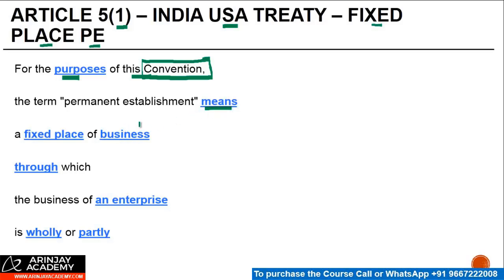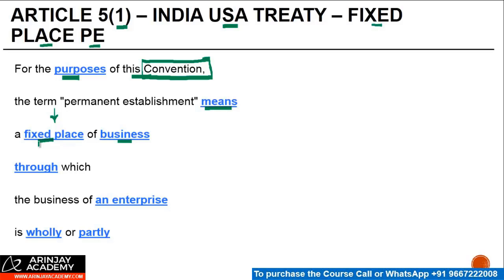Now, the use of the word means indicates that this definition is exhaustive, right? Unless and until you get something contrary to this in the subsequent paragraph of Article 5. A fixed place of business. Let's look at each of these words independently. First, fixed place. When I say a fixed place, this could be in the form of an office, or it could even be in the form of an equipment, right?